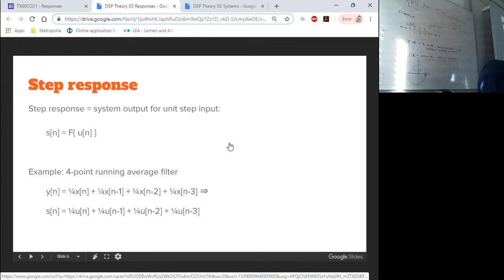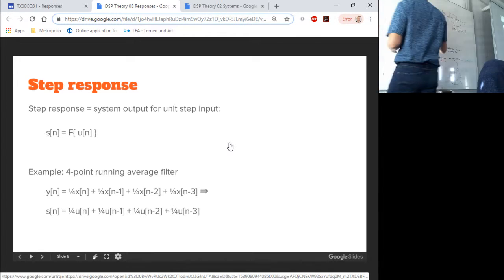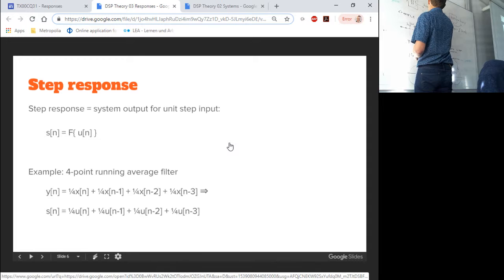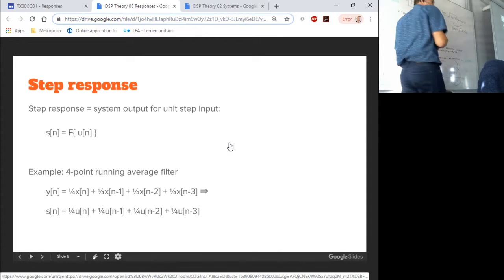not really interesting. So instead of the impulse, you will feed the unit step in. What you get out is the unit step response, usually marked by S.